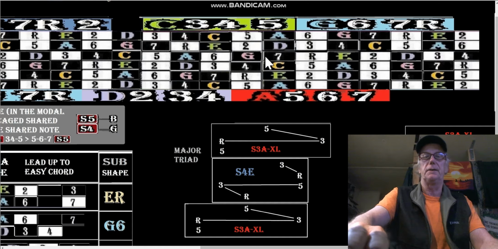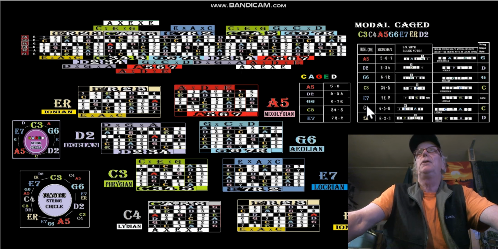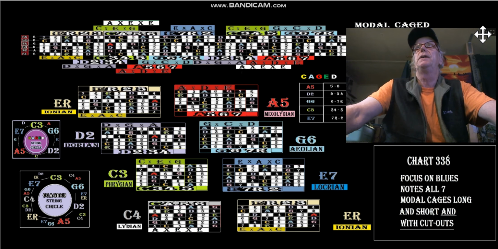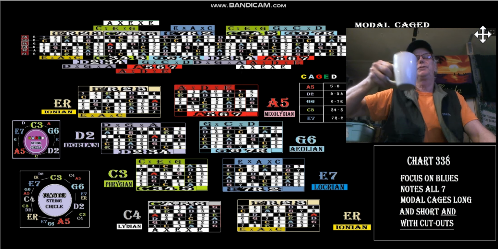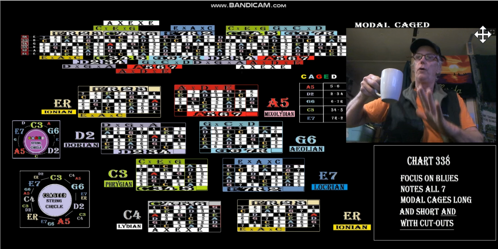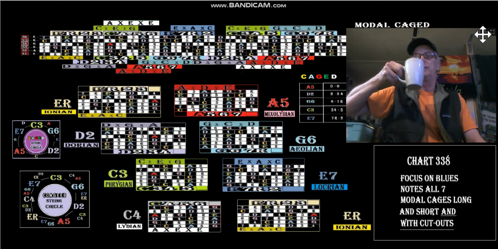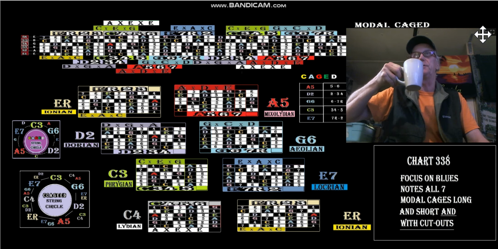Okay, so if you followed along this far, you deserve to see the latest and the greatest. Chart 338. Focus on blues. And this is done for the blues, but it turns out it could be used for anything, because I didn't want to mark up the boxes with the blues notes. So I have the blues notes listed where my coffee cup is now.